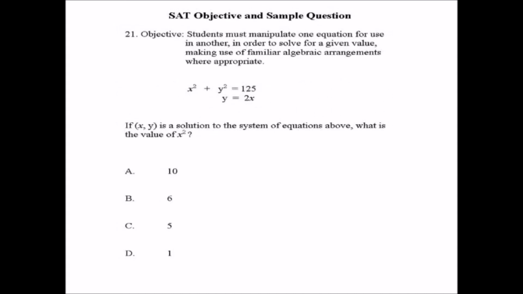Number 21. You have x squared plus y squared is equal to 125 and y is equal to 2x. If (x, y) is a solution to the system of equations above, what is the value of x squared? And you have A, B, C, or D. Circle the correct response. Algebra now, guys. So you want the value of x squared, so work it until you get x squared. Remember, you have to substitute your value for y and work it to find x squared, and that would be your answer.